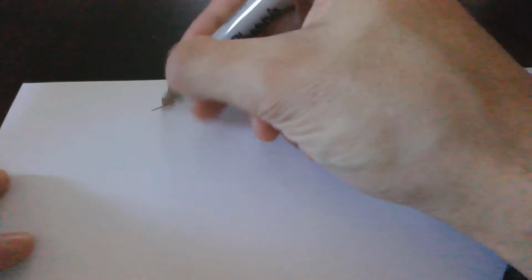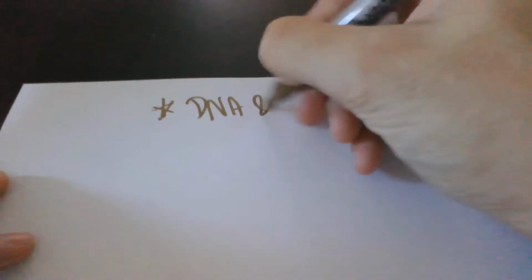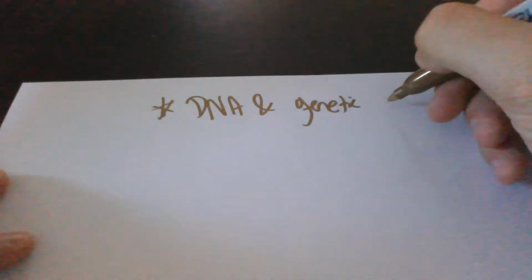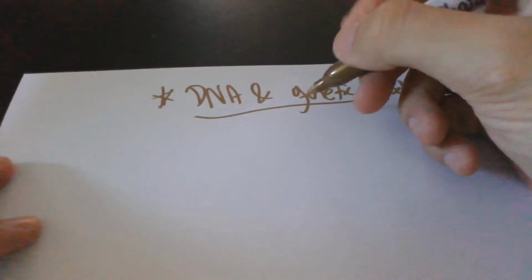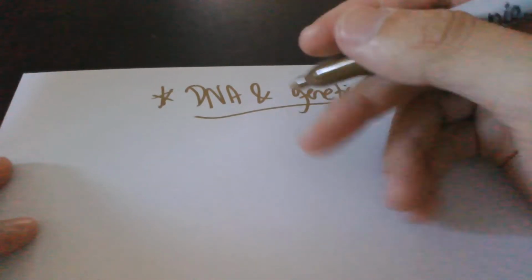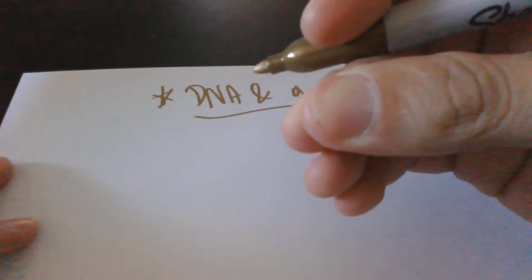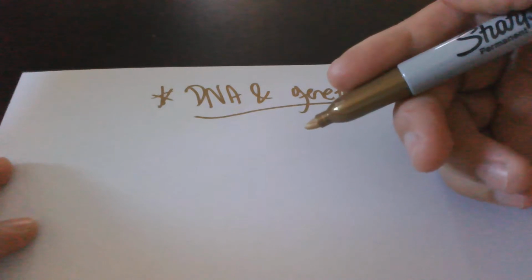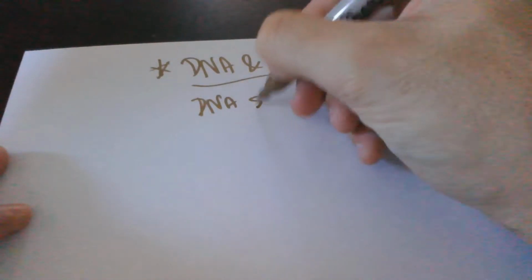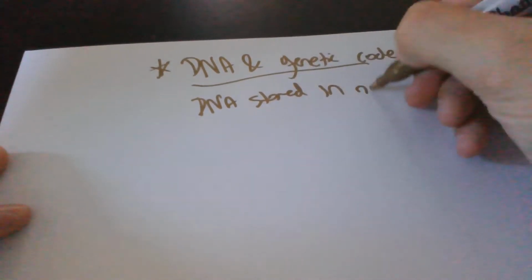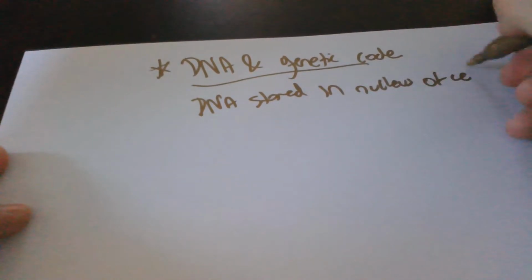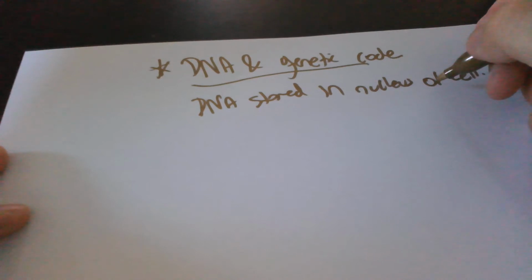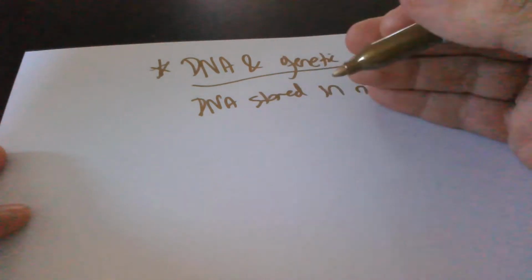The genetic code. Okay, so DNA and genetic code. In animal and plant cells, remember that the instructions for making proteins and the structures where proteins are made are found in two different locations. DNA is stored in the nucleus of a cell, while proteins are assembled from amino acids in the cytoplasm.